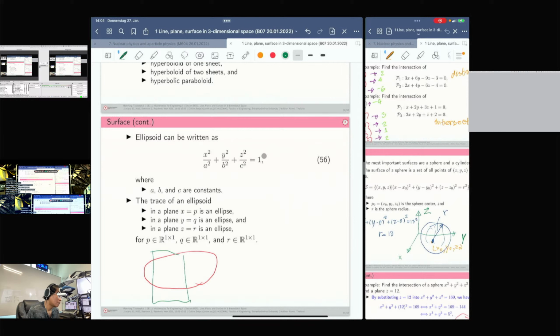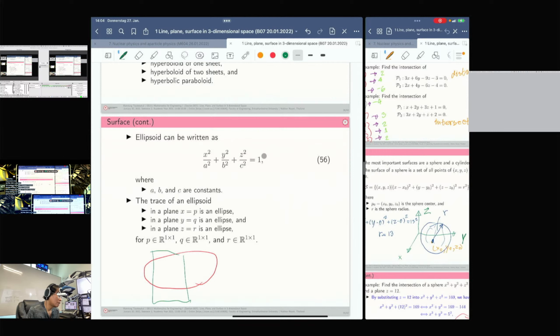Okay, and that's why they say the intersection of the plane and the ellipsoid will be an ellipse, along the x axis, along the y axis, and along the z axis. Wherever direction you cut it, you will get the curve as an ellipse. Okay, that's the detail. P is whatever value in R, q is whatever value in R, r is whatever value in R too.